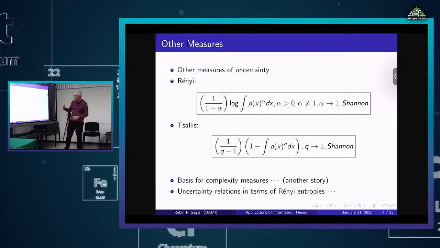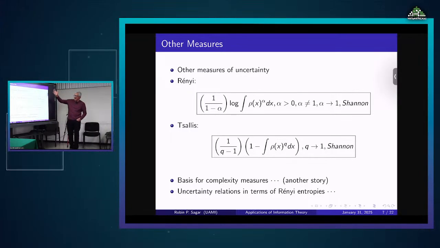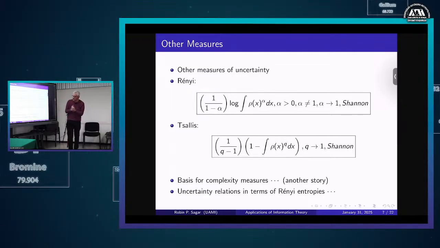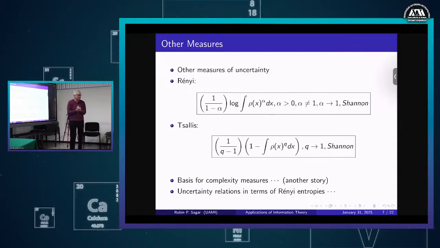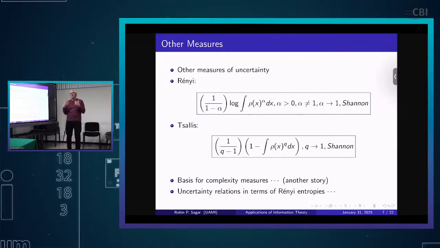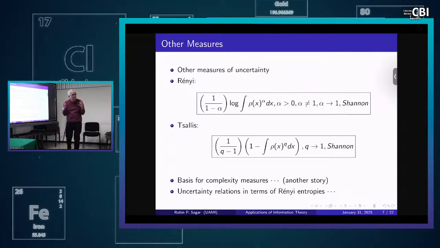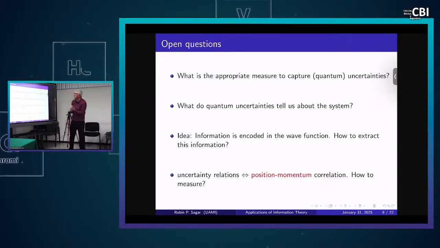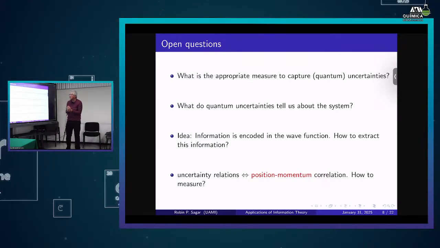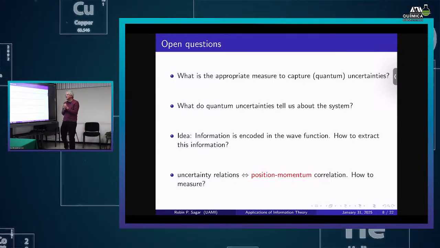Also, I would like to say that there are uncertainty relations in terms of Rényi entropies also. I think maybe Agnes and also Elvira spoke about defining the uncertainty relations in terms of the Rényi entropy. So Shannon entropy is just one branch, but I think the core of what we're trying to think about are uncertainty relationships, the Heisenberg uncertainty relations. Now, open questions. One, what is the appropriate measure to capture quantum uncertainties? Two, what do the quantum uncertainties tell us about the system?